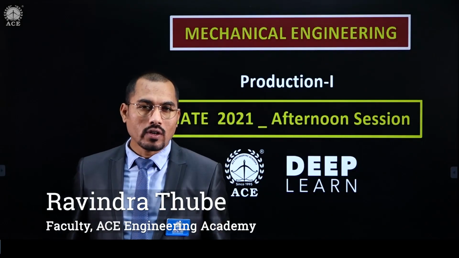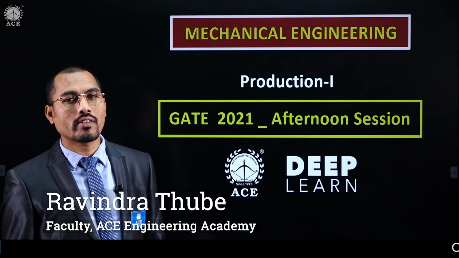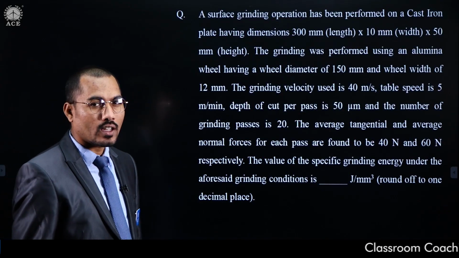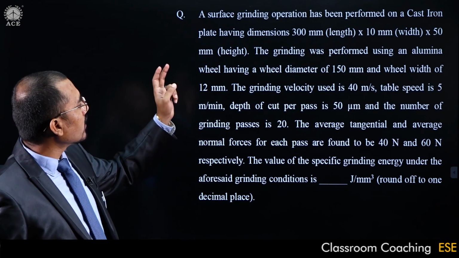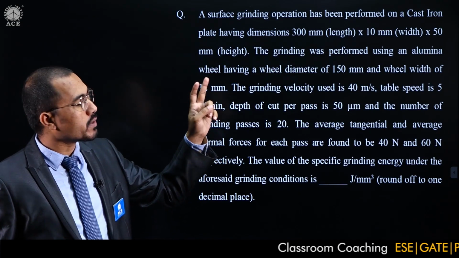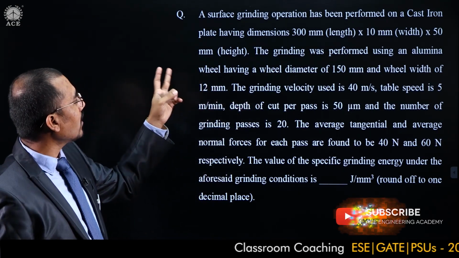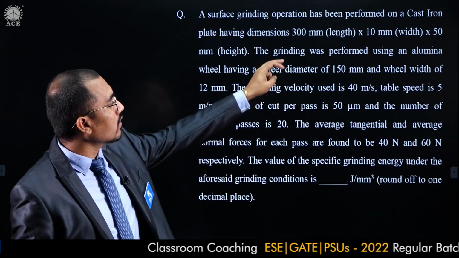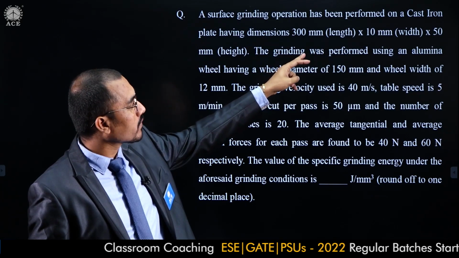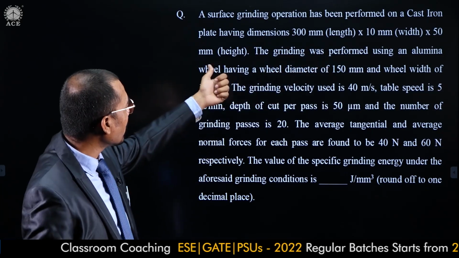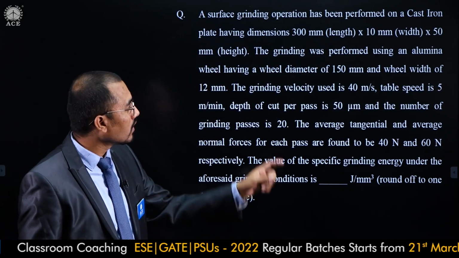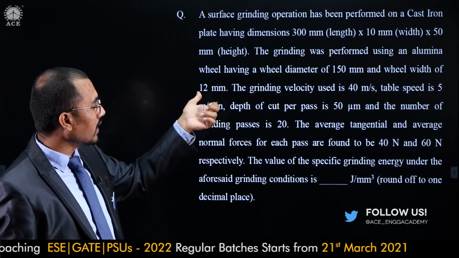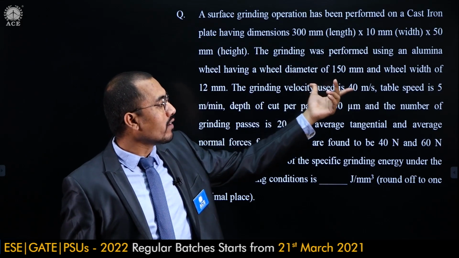Let's understand now in the afternoon session which questions were asked from the production in a mechanical GATE. The question was: a surface grinding operation has been performed on a cast iron plate having the dimensions. There is one iron plate, and the dimensions are 300 millimeter length, 10 millimeter width and 50 millimeter in the height. The grinding was performed using an aluminum wheel having a wheel diameter of 150 millimeter.